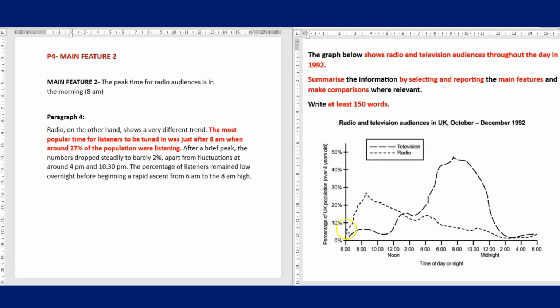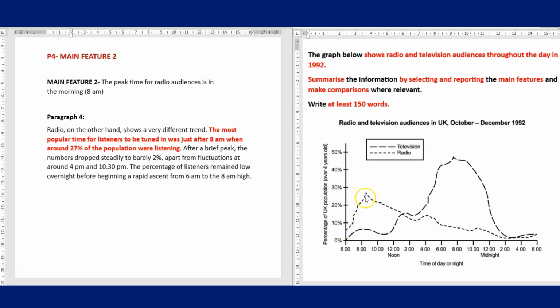So let's take the radio. Radio started from this side, it increased to the other side, and also came down later. All right, let's describe it. So radio, on the other hand, shows a different trend. Okay, so the most popular time for listeners. Now I'm just telling you the highest point. So the most popular time for listeners to be tuned in was just after 8 a.m. So the most popular time, I did not describe all these parts, right?